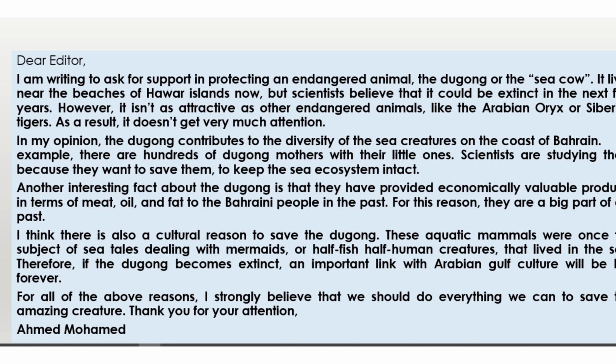I think there is also a cultural reason to save the dugong. These aquatic mammals were once the subject of sea tales dealing with mermaids or half fish, half human creatures that lived in the sea. Therefore, if the dugong becomes extinct, an important link with Arabian Gulf culture will be lost forever. For all of the above reasons, I strongly believe that we should do everything we can to save this amazing creature. Thank you for your attention.